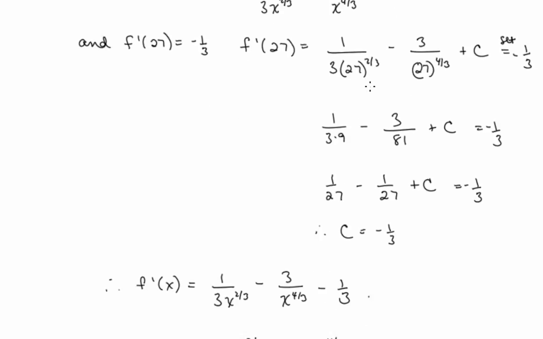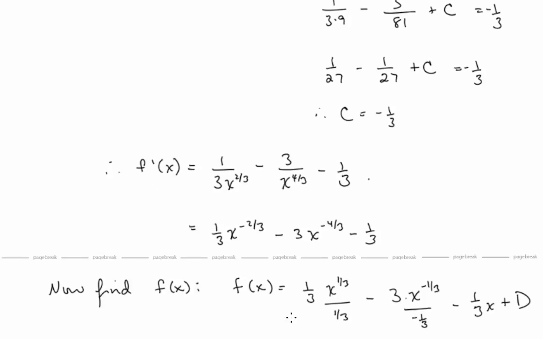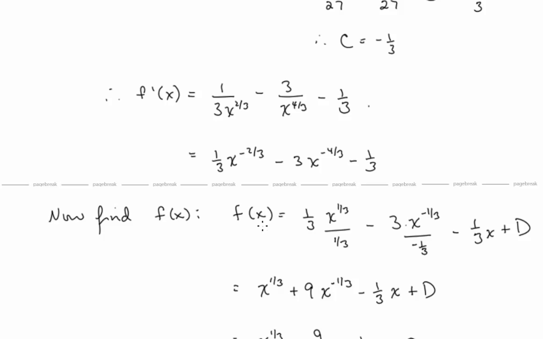And so f prime of x is equal to 1 over 3x to the 2/3 minus 3 over x to the 4/3 minus 1/3. And now because we want to take another antiderivative, I'm going to write this again with negative exponents so we can compute our antiderivative. F of x is going to be 1/3. We want to add 1 to the power here. That gives us x to the 1/3 over 1/3 minus 3 times. We have x to the -4/3 here. We want to add 1 to that power, so we have x to the -1/3 again over -1/3.